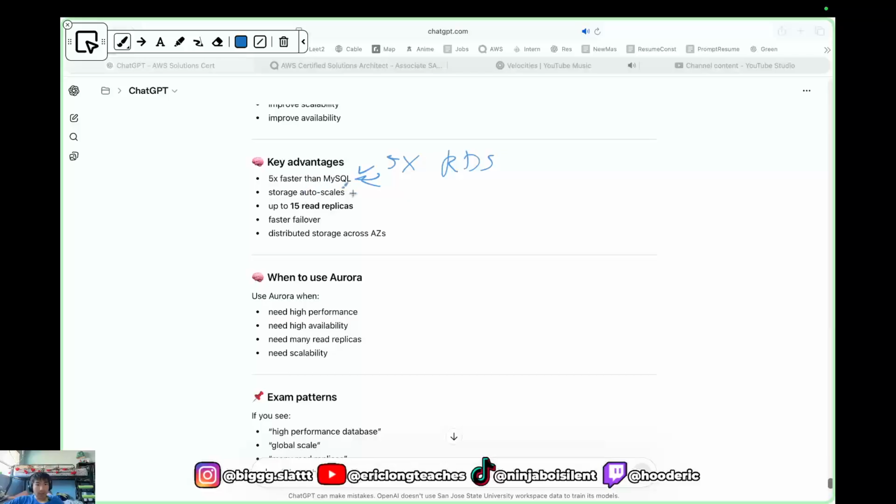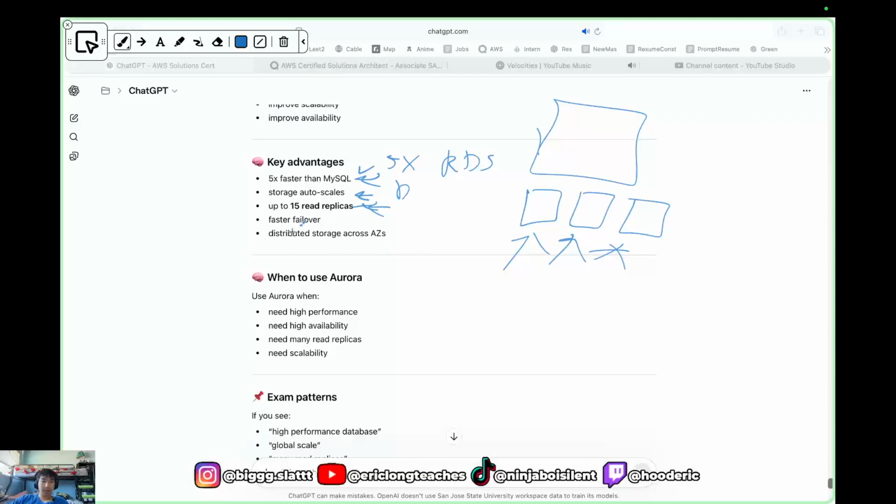And storage auto scales. So as you add more information to your data, I guess the table increases. And up to 15 read replicas. So I'm guessing you could have a lot of reads on different servers to speed up the query lookup time, and it distributes storage across AZs.